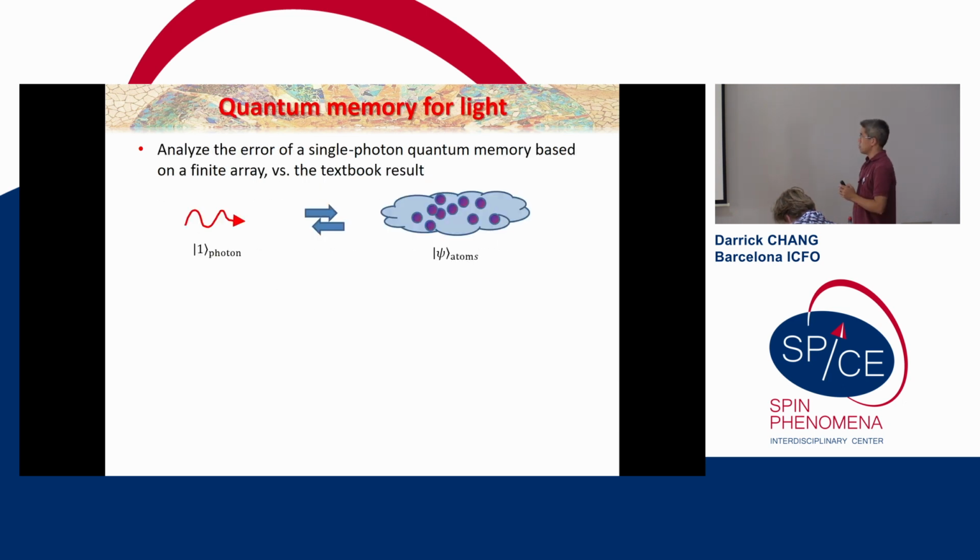Okay, so then you can actually try to functionalize the system. You can say, I'm going to try to turn my finite-sized array into a quantum memory. And again, what a quantum memory is in some abstract sense is that you have something like a single photon or a single photon qubit. You want to map that through some unitary process into a collective atomic excitation, and then have the ability later on to map it back coherently into a photon.